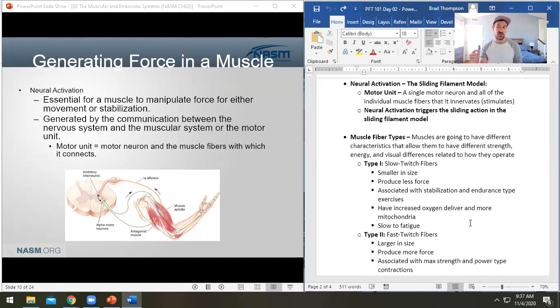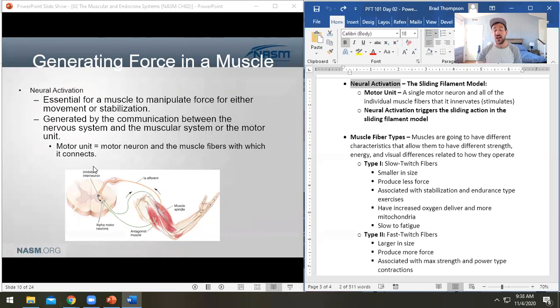So we need to understand how our nervous system is connected to our muscular system, and how those two things function together in order to create these muscular contractions that we're talking about. We call that neural activation, right? It's where your nervous system generates a contraction in a muscle. So neural activation is essential in order for you to be able to manipulate your body.